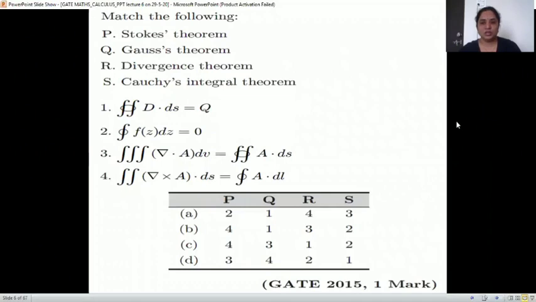One more question. Okay, here it is the question, and you are going to tell me the answer which matches with what. So PQRS is there and 1, 2, 3, 4 is there. P is Stokes theorem. So what is Stokes theorem? P matches with 1, 2, 3 or 4. Stokes theorem is the relation between, can you tell me? Double integration, triple integration, double integration, single integration. What is the Stokes theorem?